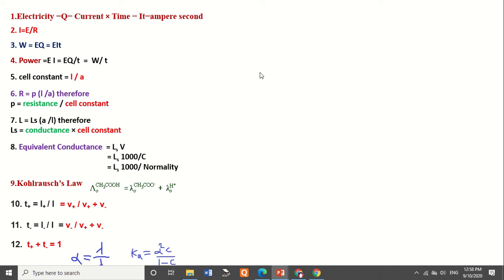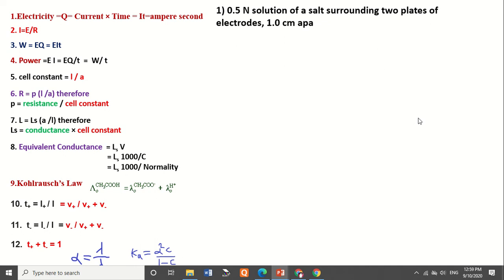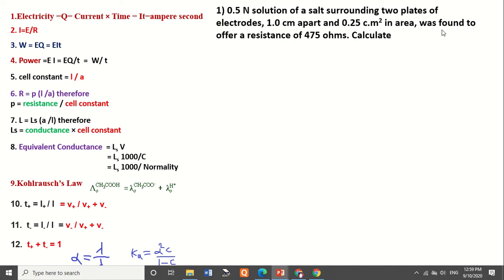Now let us discuss the first problem. A 0.5 normal solution of a salt, surrounding two plates of electrode 1 cm apart and 0.25 cm square in area, was found to offer a resistance of 475 ohms. Calculate the equivalent conductance of this solution.